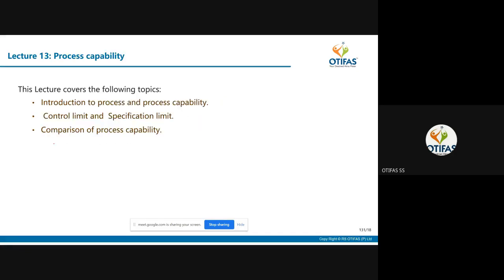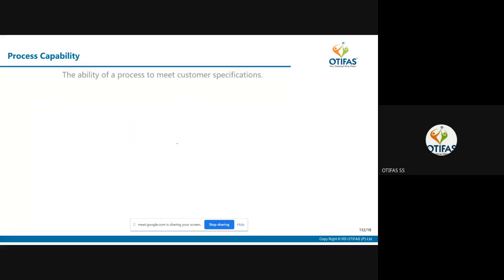Now, an introduction to processes and process capability. For process capability, we are going to discuss two things: one is called specification limit and one is control limit. And then how to compare two different processes using the process capability.